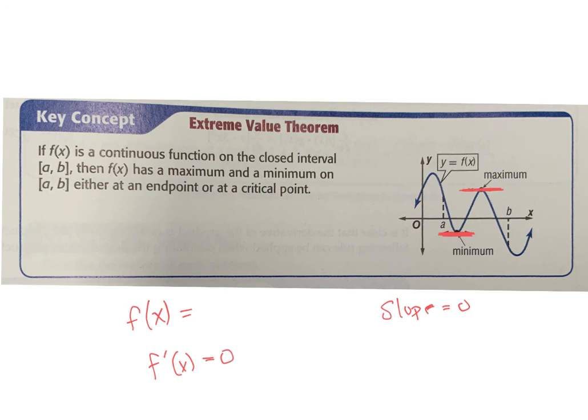Think about it on a roller coaster. When you're at the top of the hill, you're horizontal to the ground. When you're at the bottom of the valley, you're horizontal to the ground. Going up, going down, your slope changes. And so the first derivative can also tell you where your maxes and mins are, where your peaks and valleys are of a function. All right?